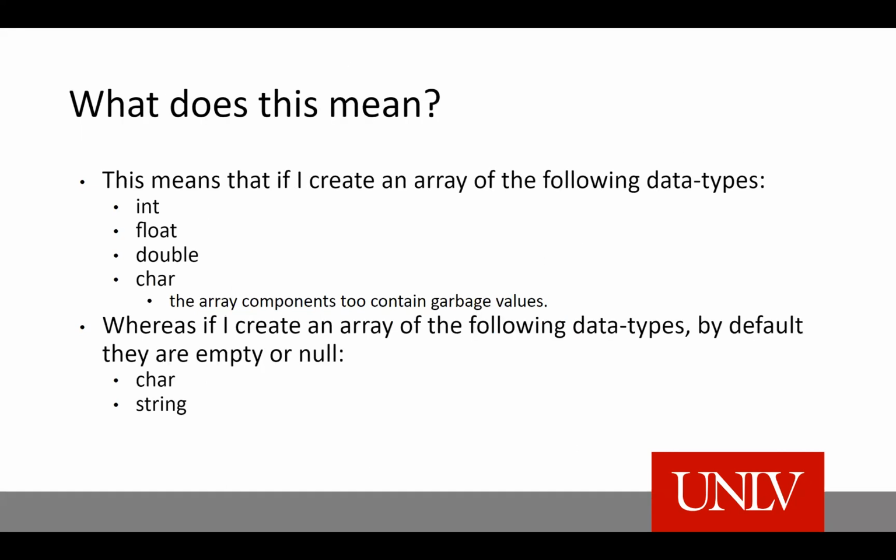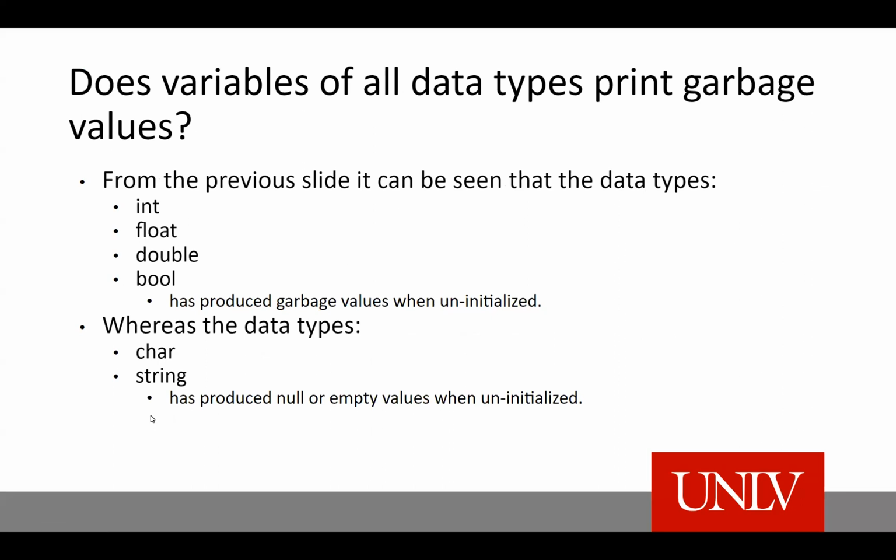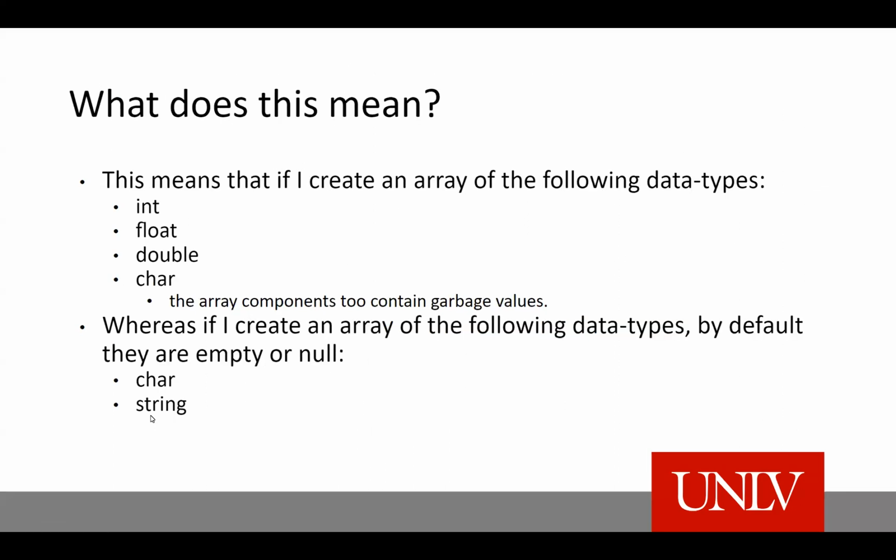Now, what does this mean when I'm trying to create an array of these variables? If I create an array of integer, float, double, and bool type, then all the array components of these four types are going to contain garbage values. And if I create an array of characters or strings, then it's going to be empty values. However it happens for a variable, the same behavior is exhibited when we create an array of that data type. So character and string will produce empty components, whereas int, float, double, and bool, this should be bool, my bad, will produce garbage values.